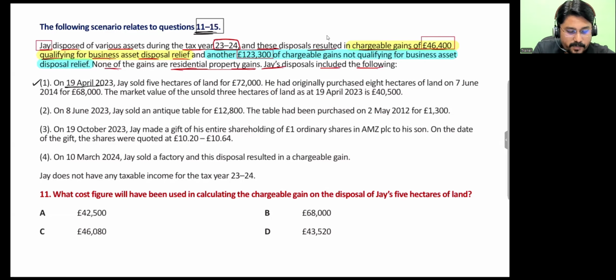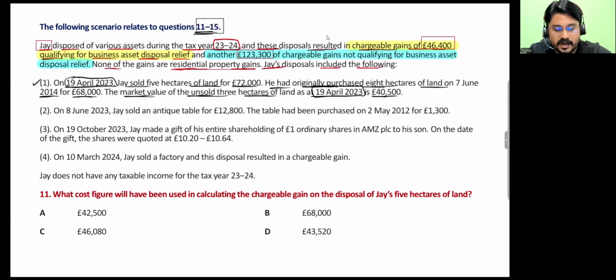Number one, on 19th April 23, J sold 5 hectares of land for 72,000. He had originally purchased 8 hectares of land on 7th June 14 for 68,000, and the market value of the unsold 3 hectares on this disposal date is 40,500. So this number 1 pertains to question 11. What cost figure will have been used in calculating the chargeable gain on the disposal of J's 5 hectares?